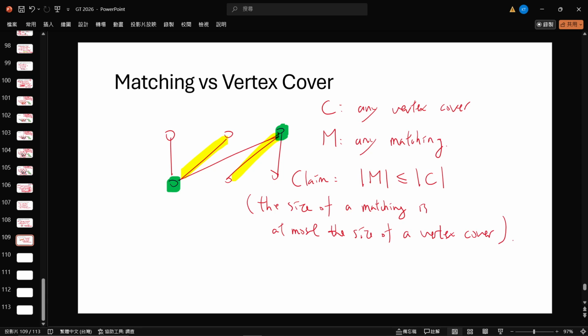Okay. So this is the message that I want to convey: the size of a matching is at most the size of the vertex cover.